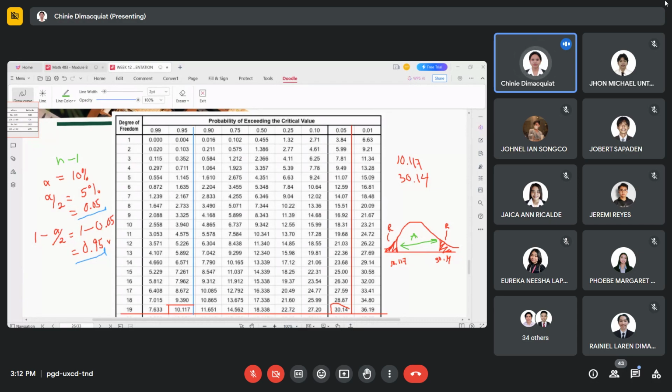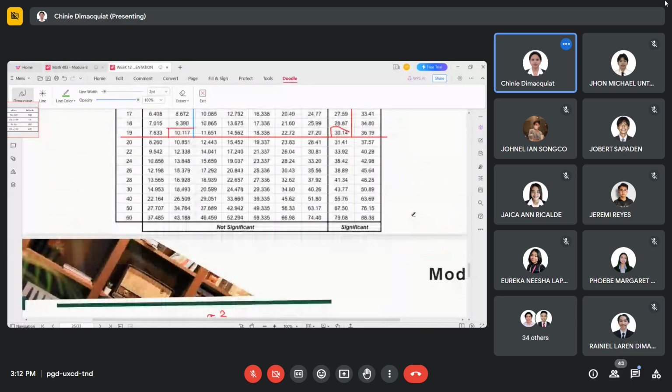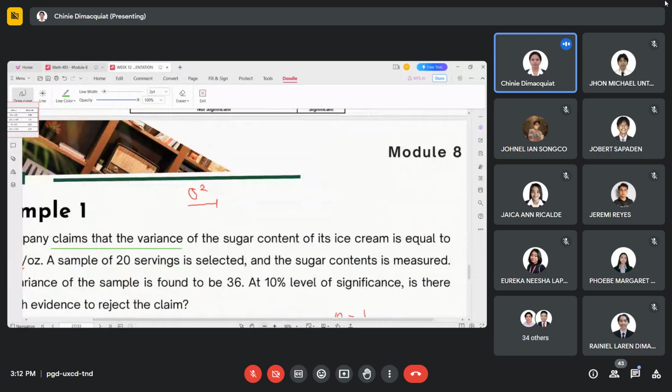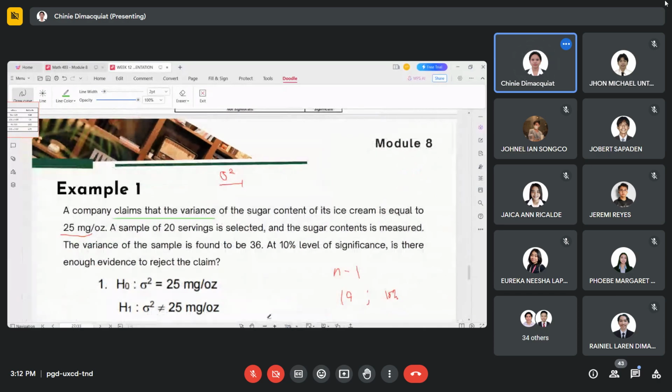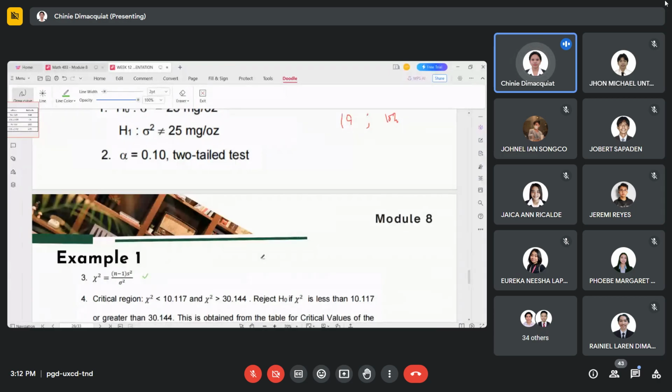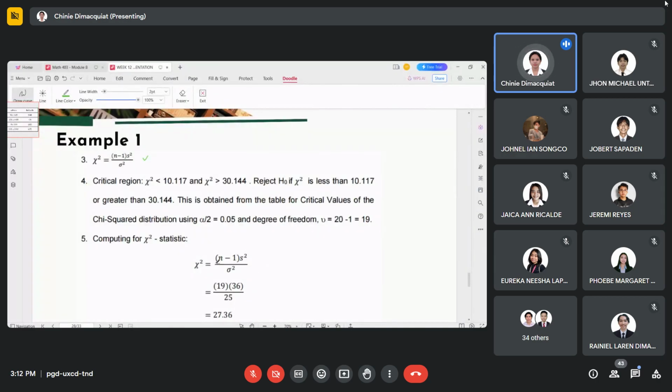Okay, proceed tayo. So, nakuha na natin yung ating critical values. Therefore, meron na tayong basis sa pagde-decide kung i-accept ba natin or i-reject yung ating null hypothesis. Ayan. So, using this formula, hanapin natin yung ating chi-square statistic. So, substituting the given values. So, n ay 20. So, n minus 1, 19. Then, we also have our sample variance na 36 divided by our population variance, which is 25.